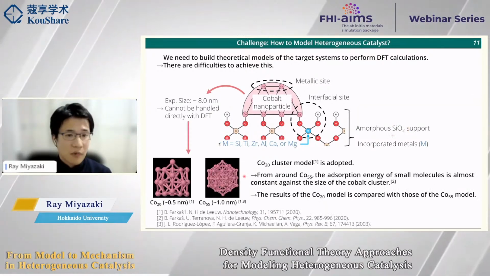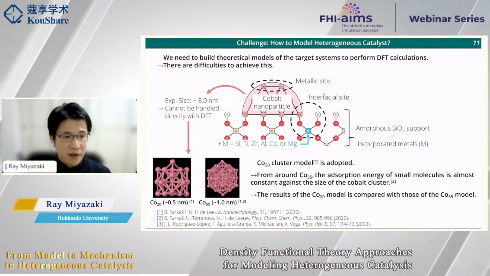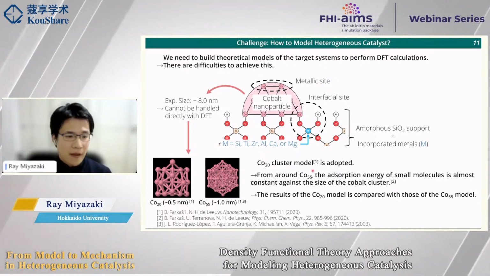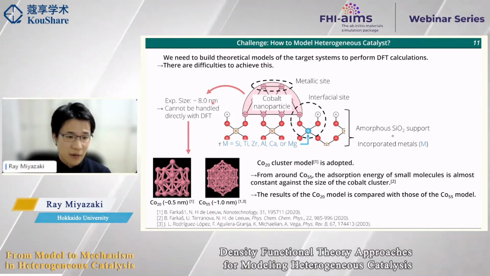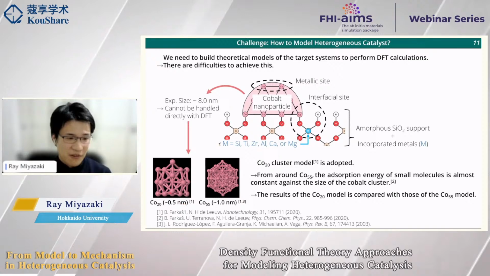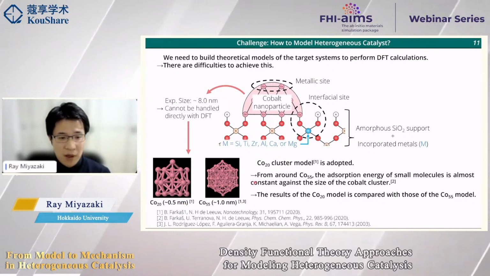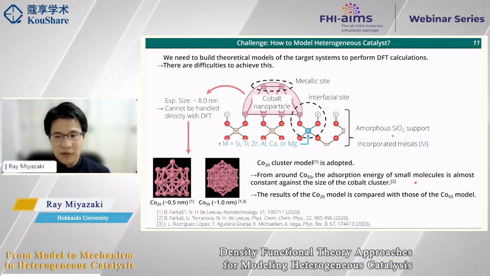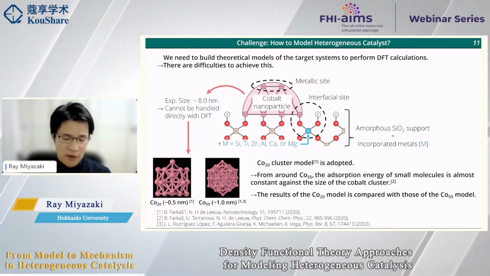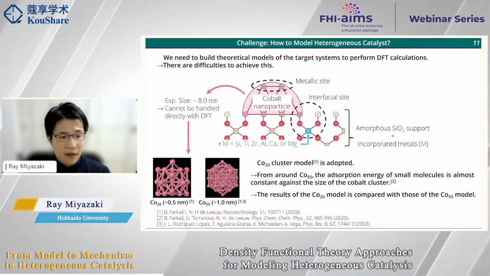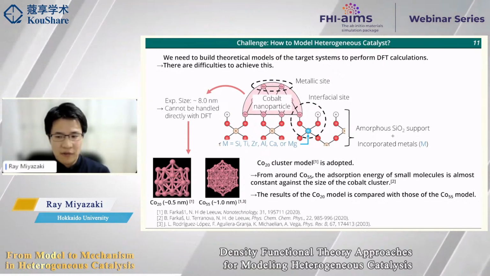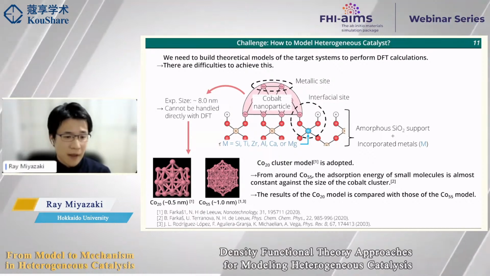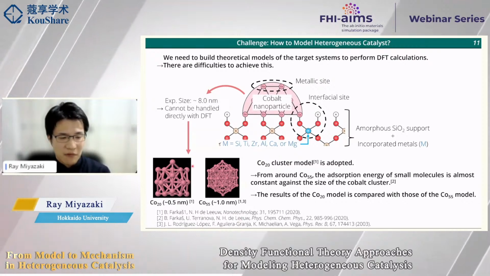Then, for example, first the cobalt nanoparticle part. Again, this is super large for DFT. So I adopted this Co20 cluster model. This is much smaller than the actual particle size in the experiment, but this is a practical size for simulation. Fortunately, there is one previous study. Based on that study, from around the Co55 size, the adsorption energy of small molecules reaches a lower limit for simulating the cobalt nanoparticle with small molecules. Then the result with the Co20 model can be compared with those of Co55. If the results are qualitatively or quantitatively similar or the same, that means the Co20 cluster model is a reliable model for the simulation.